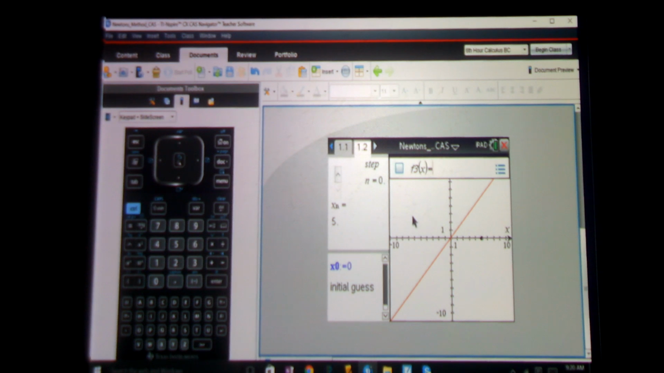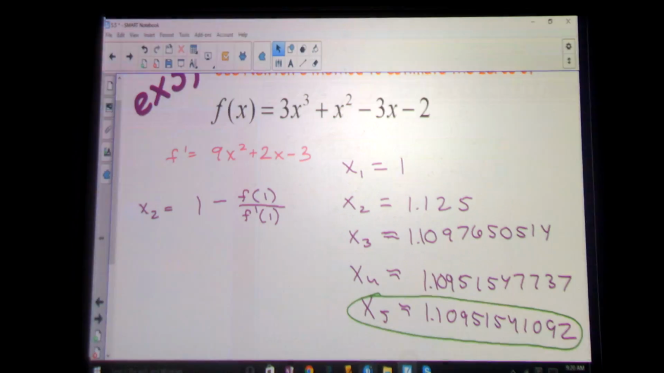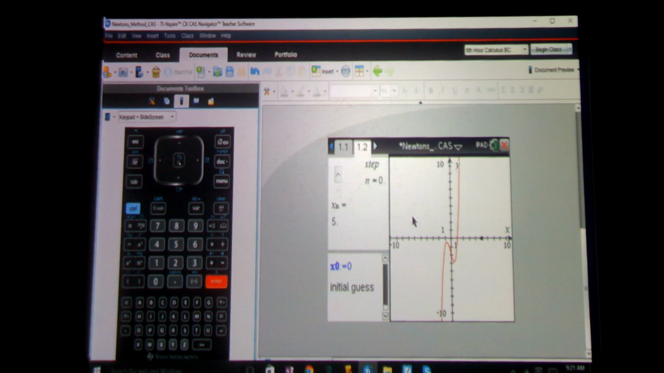But now, use your up arrows. Do not delete what's in f sub 2. Do not delete that. That is used for the program. But go to f sub 1. This is where we would enter our function, which was 3x to the third plus x squared minus 3x minus 2. Go check that real quick. Yep. Hit enter. It's going to graph that, which we need the graph anyway to get an estimate.